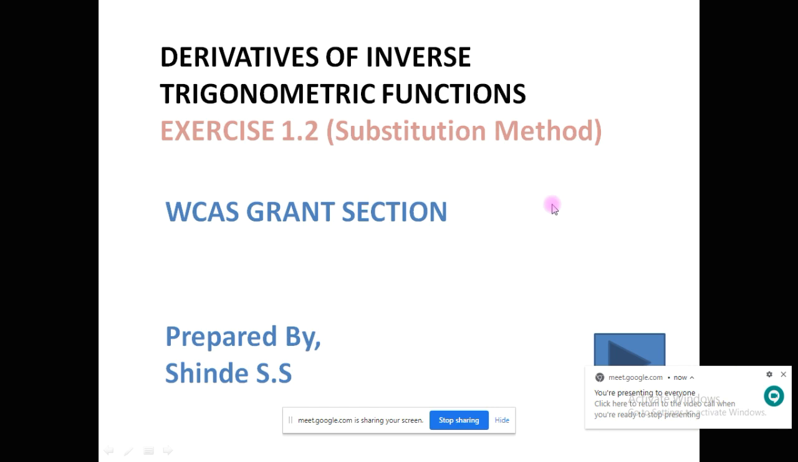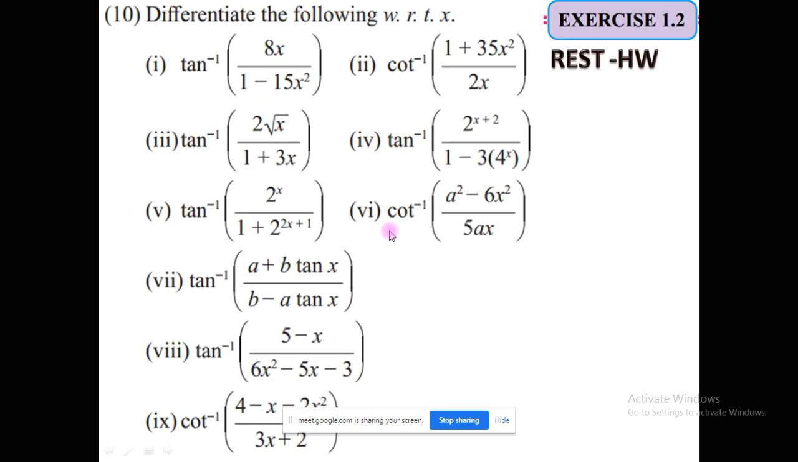So last time we had come till this point, substitution method. This was the question left in the last session. Differentiate the following with respect to x. 9 questions are there, out of which these 3 questions I am going to discuss with you now. Let's go ahead and see how and what to do in this case.